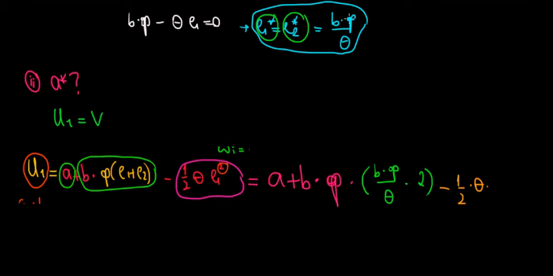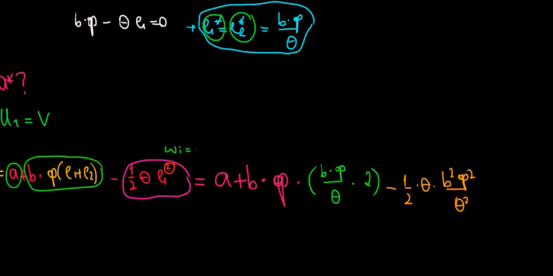The effort level is b times theta over theta, so everything to the power of 2 is going to be b squared theta squared over theta squared. That's the utility function. Make it equal to the alternative utility, so that's going to be equal to v. We have it like that.